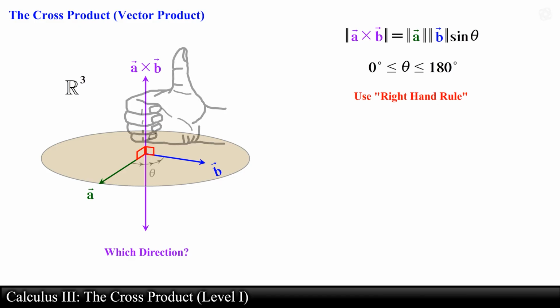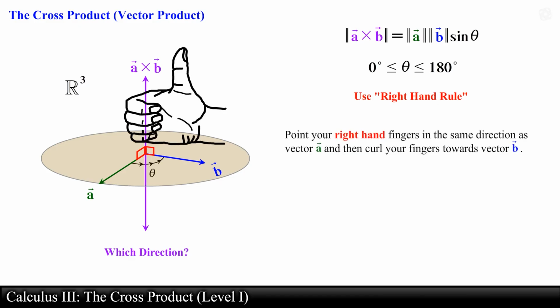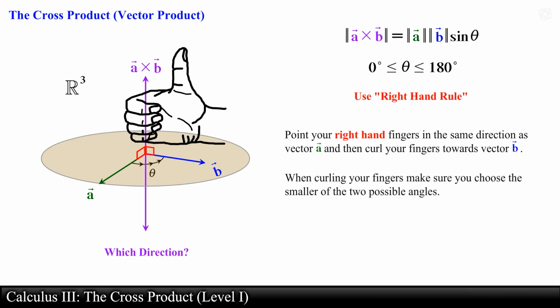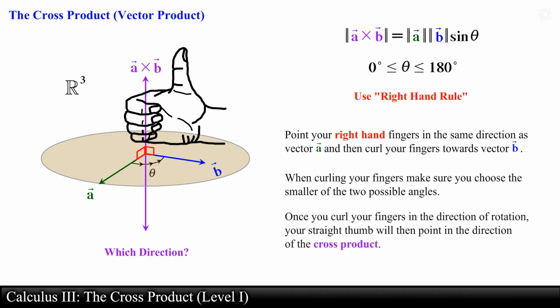If we are trying to find vector A crossed with vector B, we can determine the direction of the new vector by pointing your right-hand fingers in the same direction as vector A, and then curling your fingers towards vector B. When curling your fingers, make sure you choose the smaller of the two possible angles, since theta was defined to be an angle between 0 and 180 degrees. Once you curl your fingers in the direction of rotation, your straight thumb will then point in the direction of the vector produced when you cross vector A and vector B with one another.